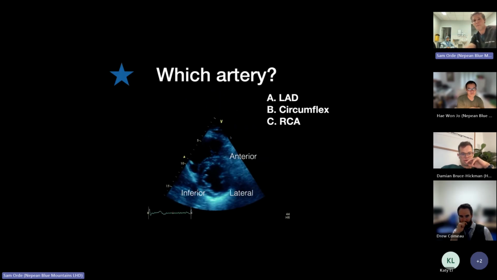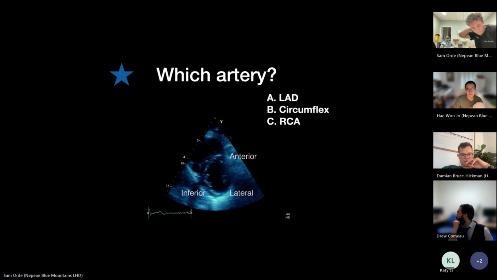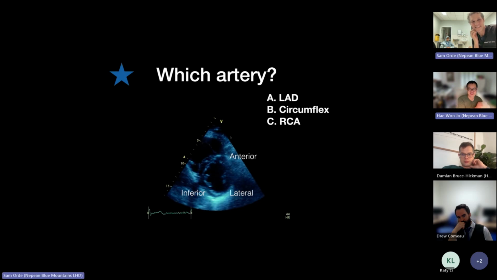Okay. Hey, what abnormality are we looking at here? Which artery? Maybe it's just my computer, but sorry, it's just a bit jumpy. No, that's no problem, my excuse. Can anyone say a little bit about it?